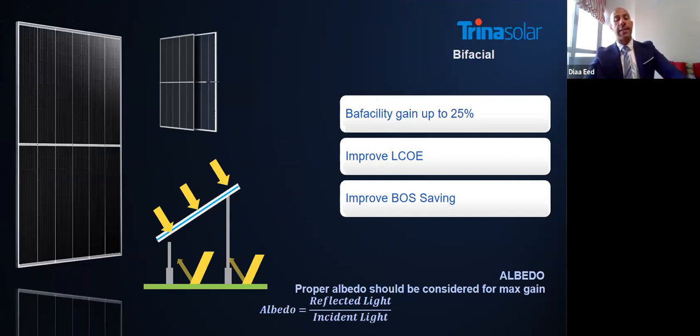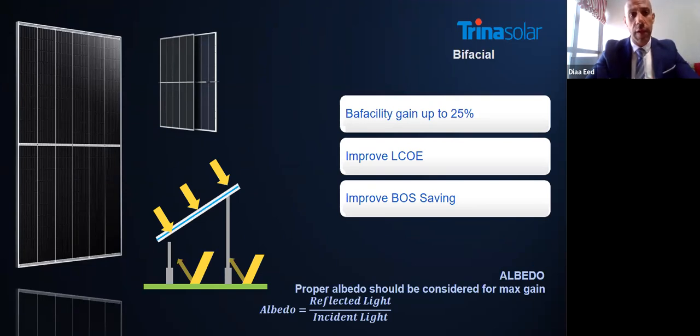So going to the same Vertex module, which we are talking about right now, the bifacial module. The bifacial gain is up to 25 to 30%. Here I need to correct it. It's not right. It's from 25 to 30%. And it improved the levelized cost of energy and improved the BOS.